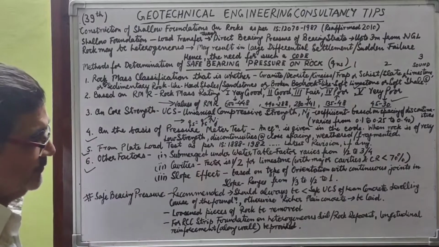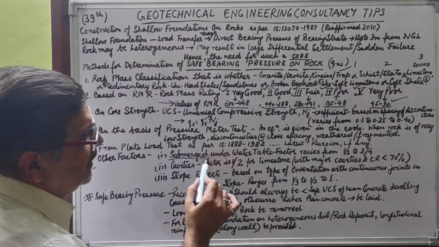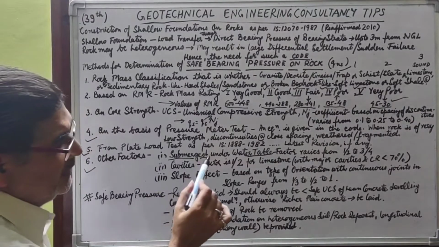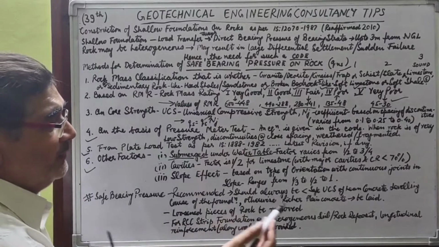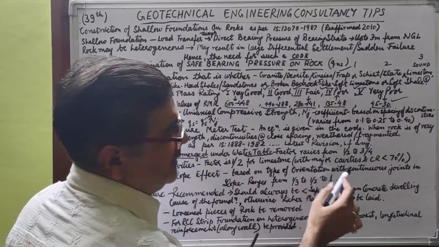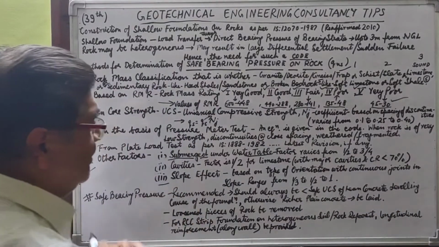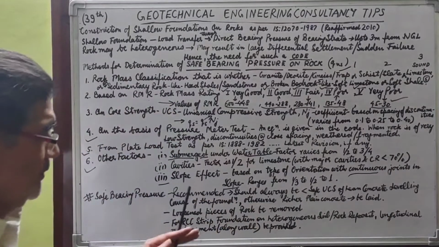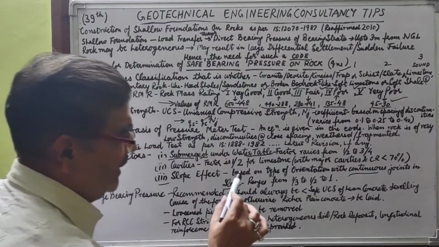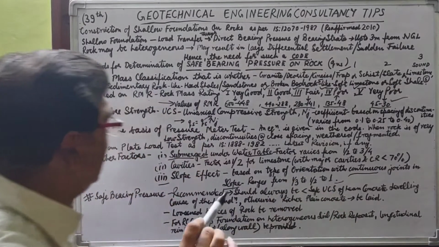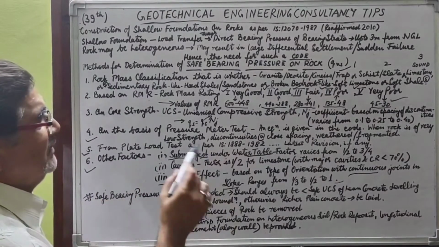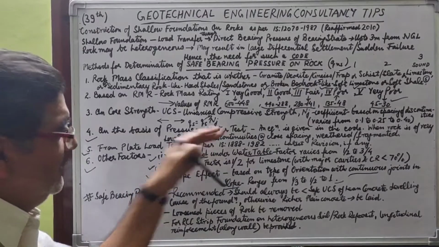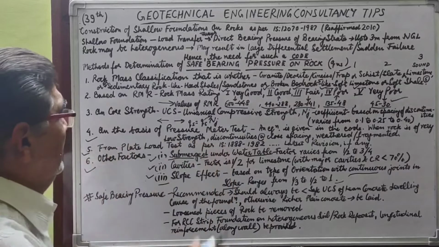Number sixth are the other factors. What are these three other factors? Submerged, underwater table, in which case this factor varies from 0.5 to 0.75. Cavities, which is a factor of half, used only if we encounter limestone with major cavities and having core recovery less than 70%. Number three is the slope effect, based on the orientation of continuous joints in slope, and these values range from 1 by 3 to 1 by 2 to 1. Whenever we calculate this safe bearing pressure by this equation, we can apply these three factors on it as well for finding the final safe bearing pressure.